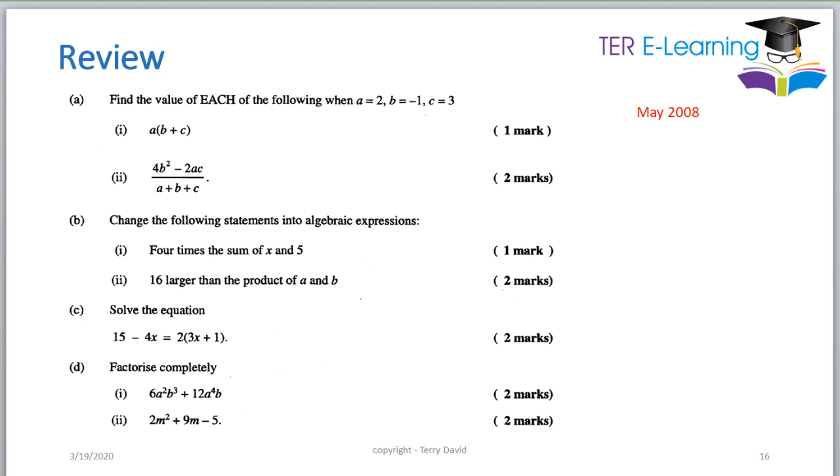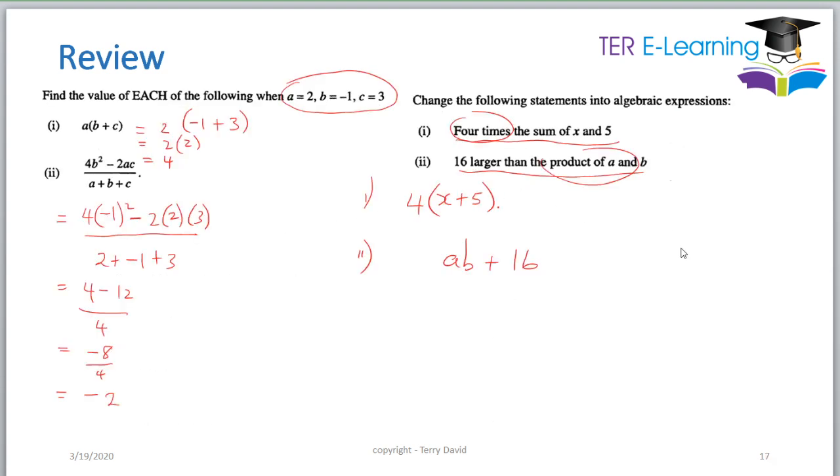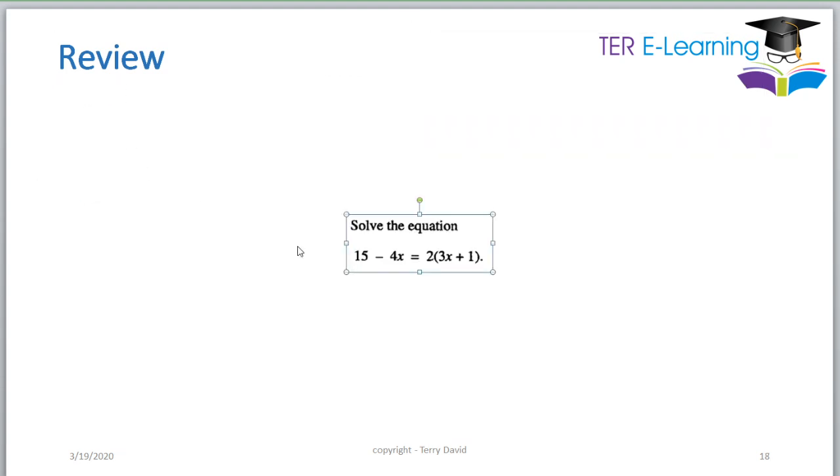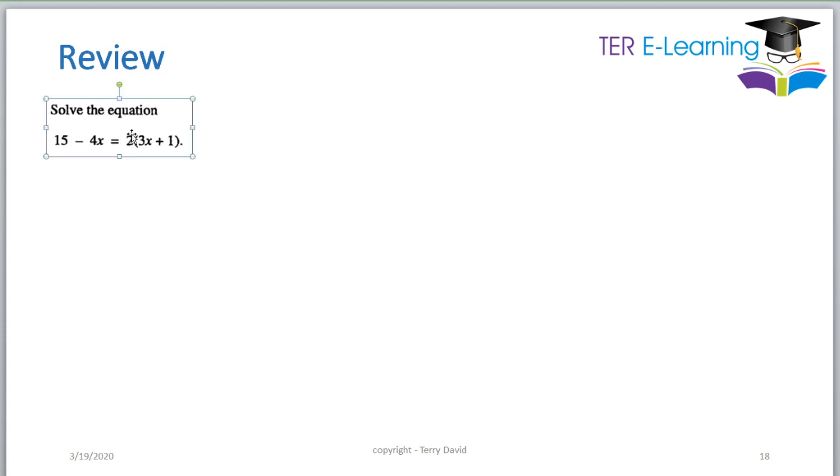So this next part here, they want us to solve this equation. Right, let me go on a blank page here. So they want us to solve this expression, right? Or this equation, sorry. So we have 15 minus 4x equal to, open brackets, 3x plus 1. All right, how are we solving this?